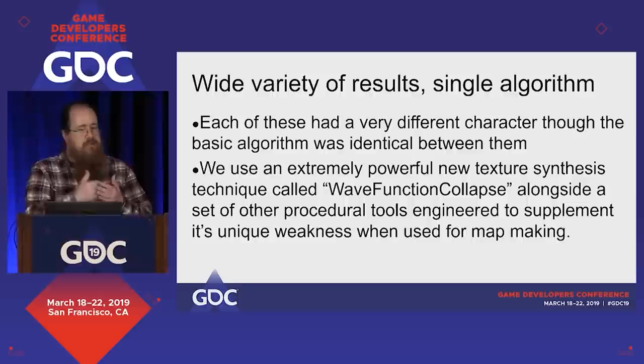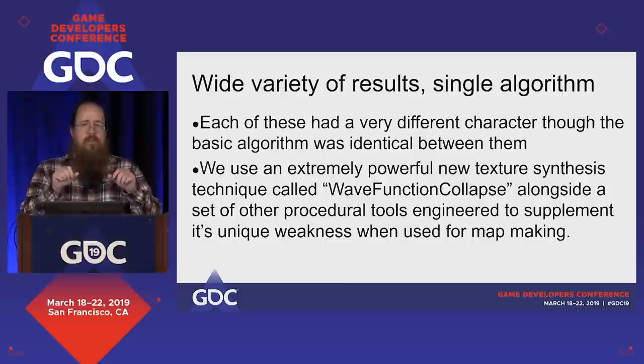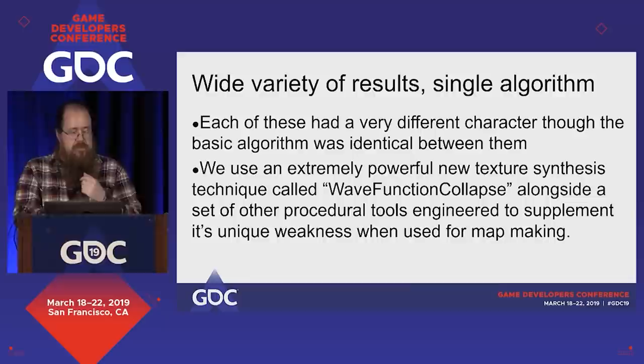So these each had a very different character. You had little mazy corridors, you had a fairly dispersed village with well-ordered buildings, you had water-filled gullies, and instead of using an individual technique to generate each of these, we use a powerful new texture synthesis technique called wave function collapse, alongside a few other tools that we use to supplement its weaknesses when applied to maps.